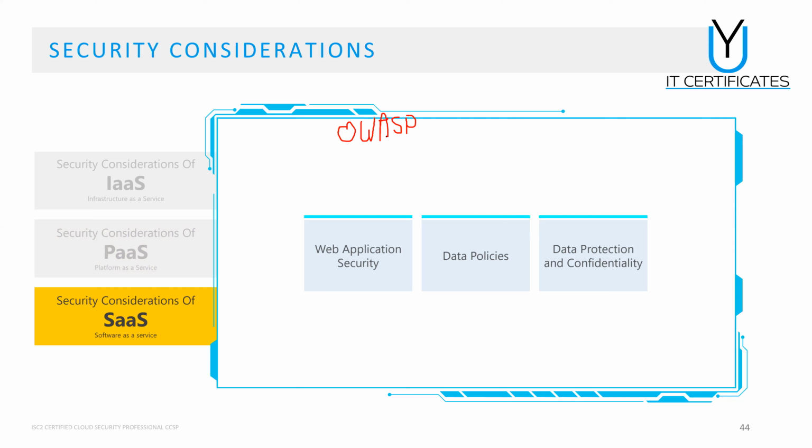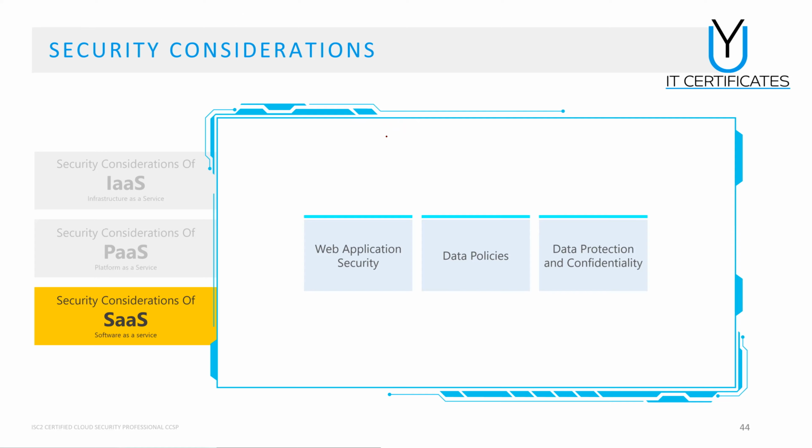Data policies: what will be the data policy? If you have a SaaS, this means that your data is stored with the cloud service provider. You have to provide the appropriate policies for the users. Whatever the user is, he may be able to read, write, delete, change, and so on. This depends upon the business needs and the required permissions and authorities assigned to each user.